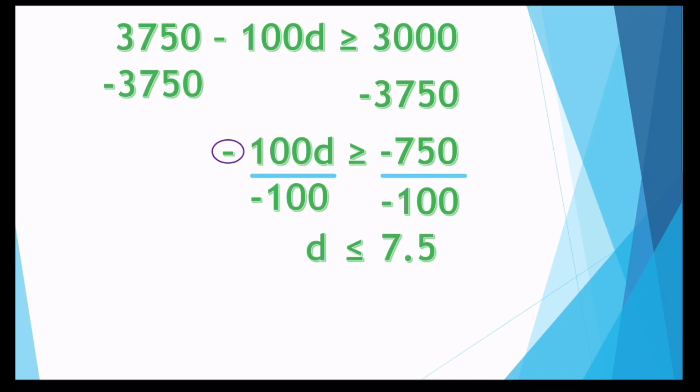The number of days can be less than or equal to 7.5. But my question was, what is the maximum number of days that she can be late without going below 3,000? Maximum number. So would I round this up or would I round this down? I would round it down, because if you go to day 8, you've lost another 100, you're under 3,000. You've got to be below.